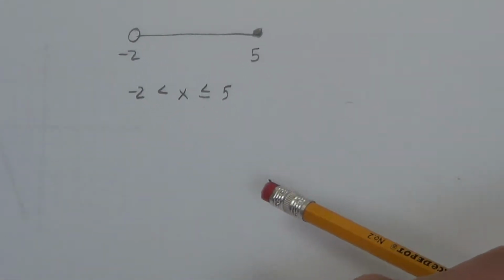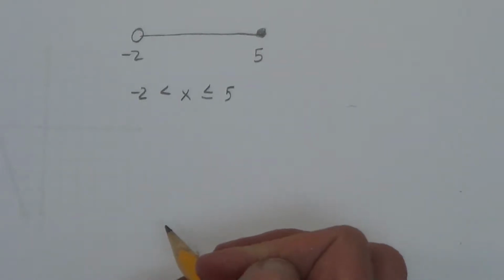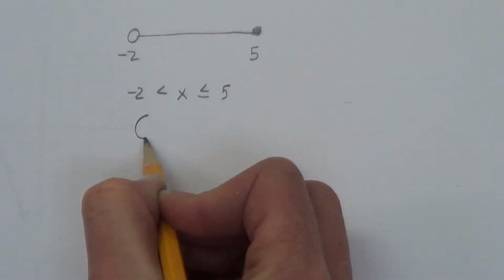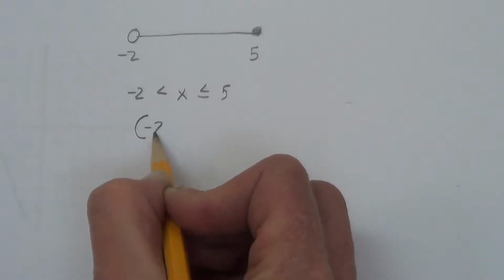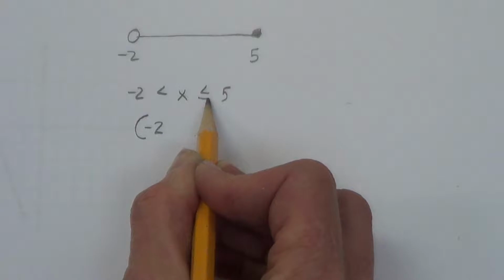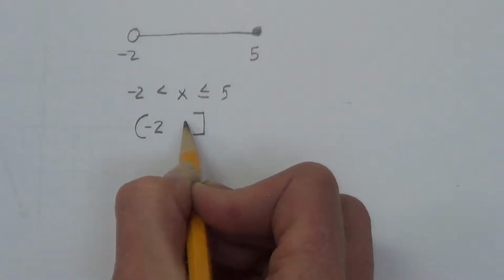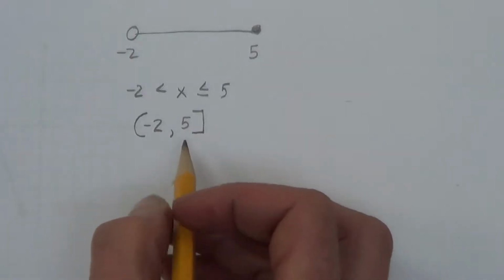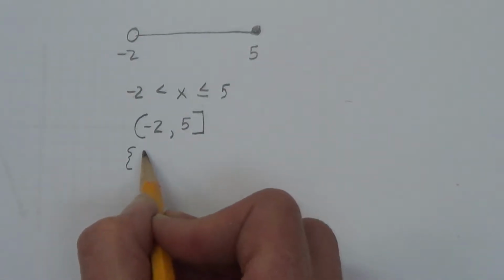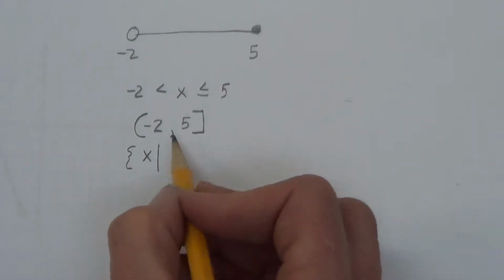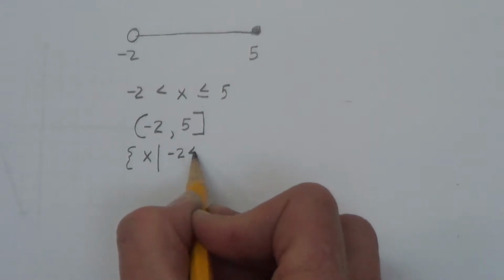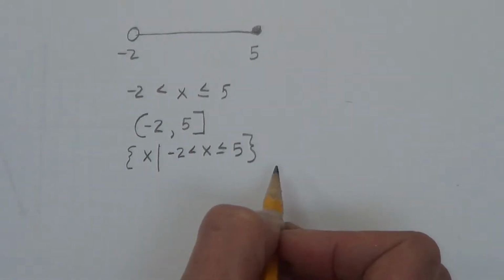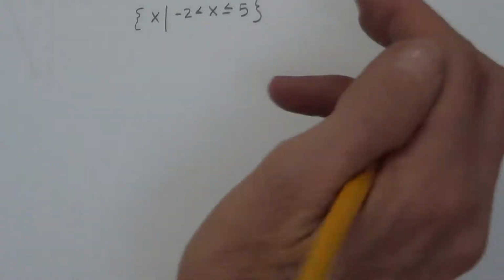Now, if you were going to show that in interval notation, the way that you would show that is because it cannot be equal to the -2, it's a rounded parenthesis, then the -2. And because it can be equal to 5, it's a bracket, and then the 5. And you simply put the comma between. That's interval notation. Now, if you want to do set notation, it would be set sign x such that -2 is less than x is less than or equal to 5. Set sign closed.